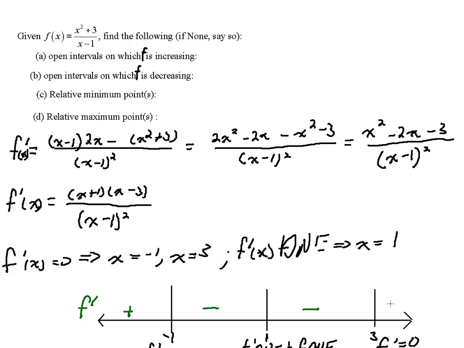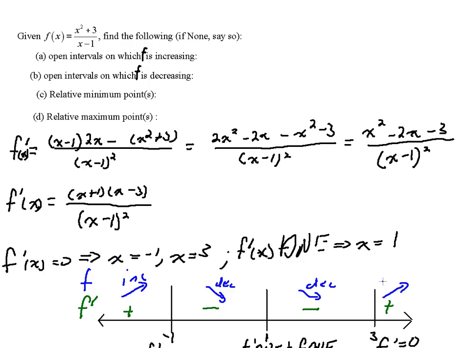Well, if f prime is positive, f is increasing. If f prime is negative, f is decreasing. It's still negative, so it's still decreasing. It's kind of a funny little arrow, but anyway. F prime is positive, so f is increasing. So now we can go to listing our intervals.